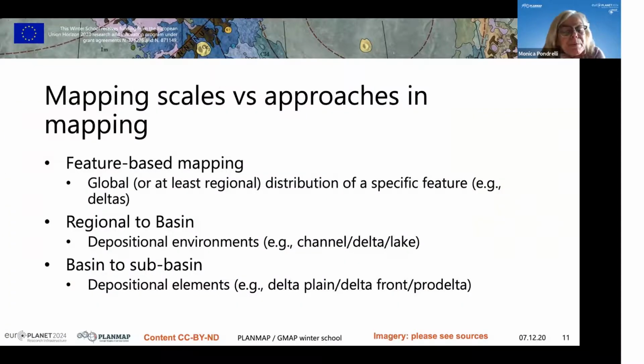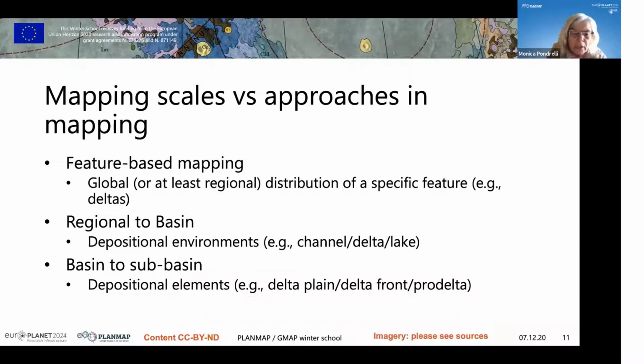Okay. Then other problem, mapping scales and approaches in mapping. There are different ways to perform mapping, and none of them is wrong. These approaches always depend on our science goal. We can use feature-based mapping when, for example, we are interested in observing the distribution of a specific feature. For example, we want to know where deltas are globally, or at least over very, very large areas. In this case, we just put a dot, maybe, on the place where these deltas are.